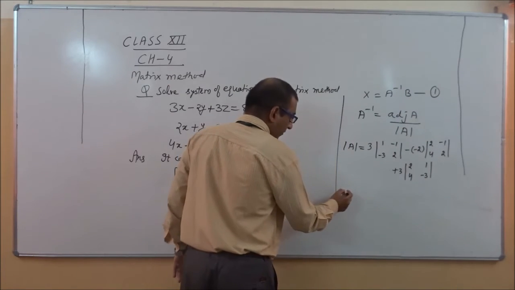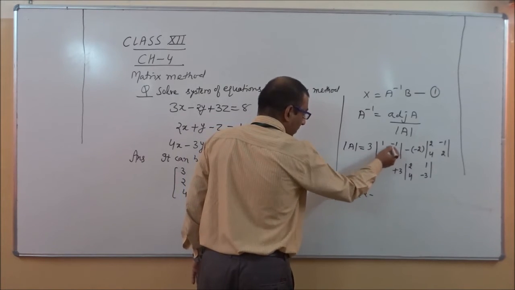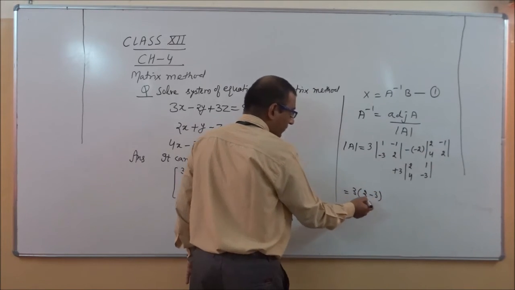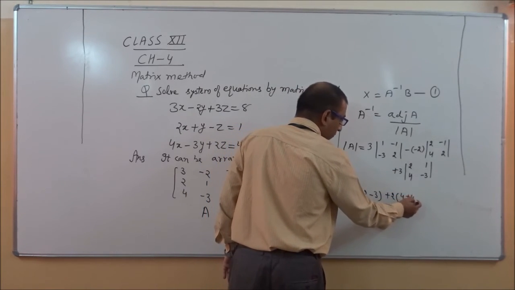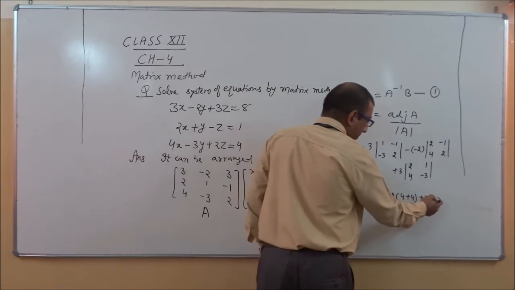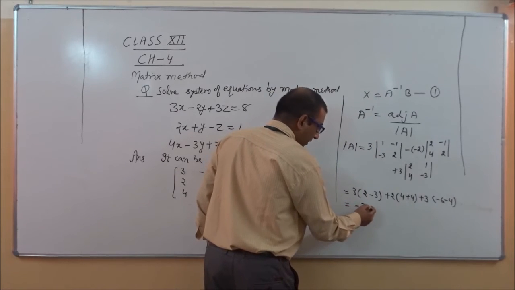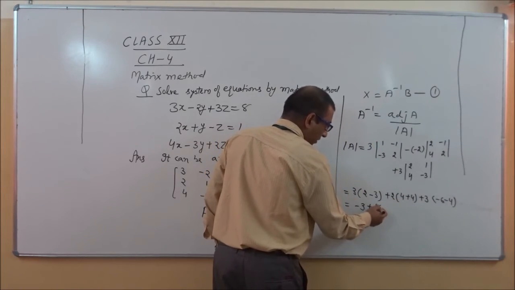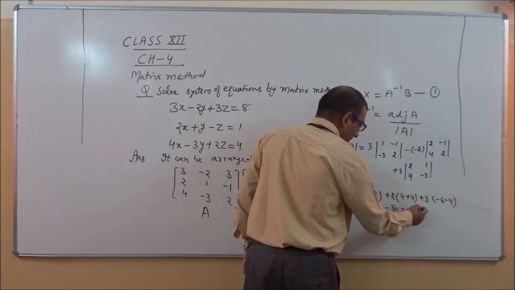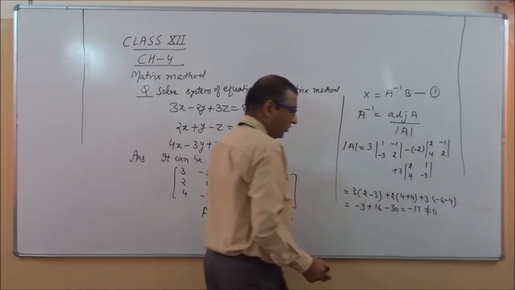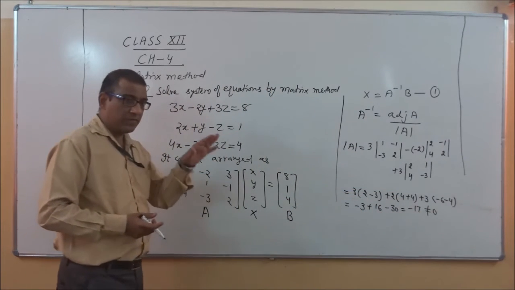When we solve it, what will we get? 3 as it is. 1 into 2 is 2, minus will come, minus 3 multiplied by minus 1 will be plus 3, then minus and minus, plus 2, this is your 4, plus 4, plus 3, minus 6, minus 4. So we will get minus 3 times 10, which is minus 30, plus 16 minus 3. It means we will get minus 17, which is not equal to 0. The value of determinant A is not equal to 0. It means A inverse exists here.